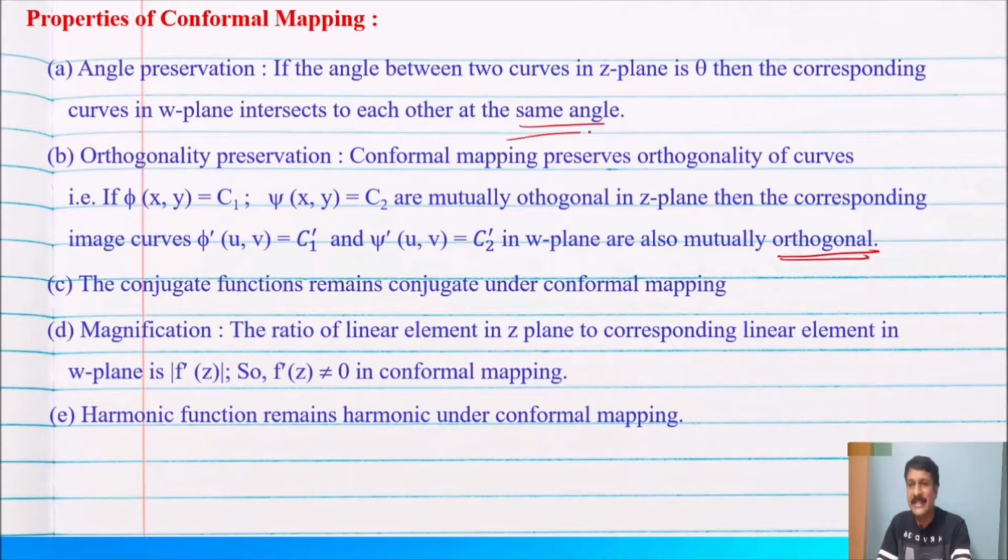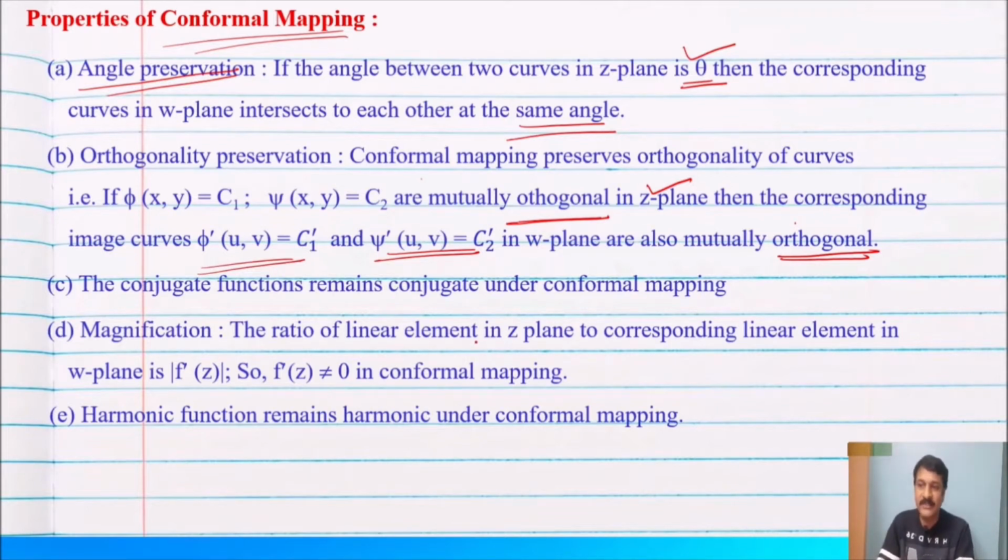It is actually the same as the definition. As the definition said, the angle is the same. Here also, if orthogonal means 90 degrees in Z plane, then definitely the corresponding curves will be orthogonal in W plane also. The conjugate function remains conjugate under conformal mapping. The magnification, the ratio of linear element in Z plane to the corresponding linear element in the W plane, is mod of f dash of Z. So f dash of Z is not equal to 0 in conformal mapping, and harmonic function remains harmonic under conformal mapping.